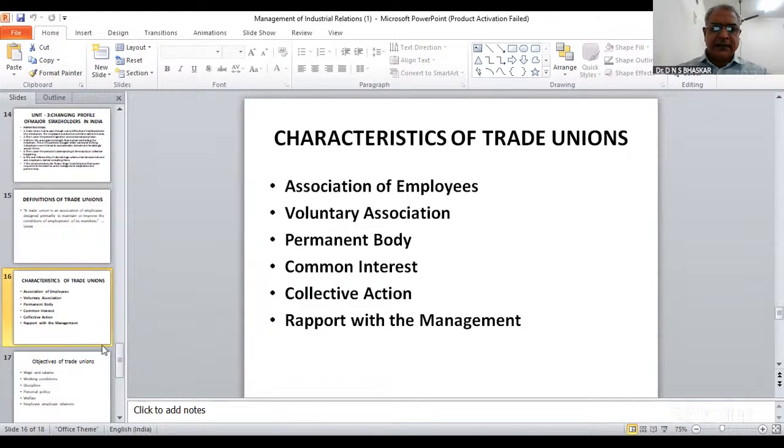Then, what are the main characteristics of the trade unions? Let us go with this. Just before that, let me take a snapshot of that, and then we'll continue.